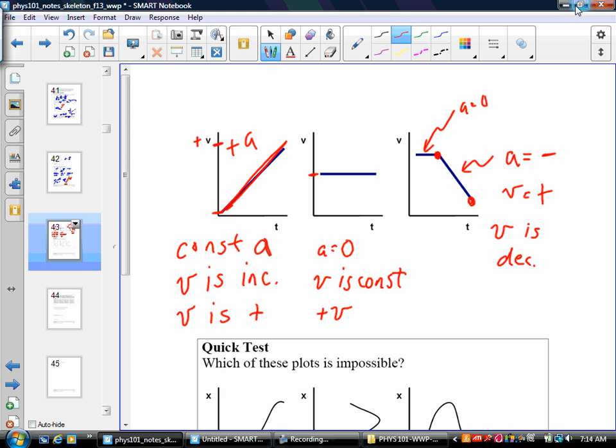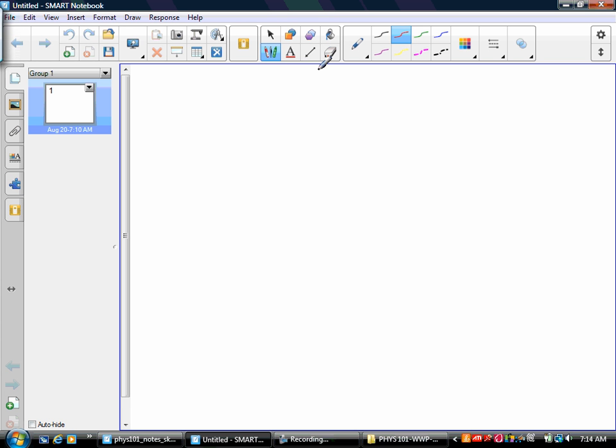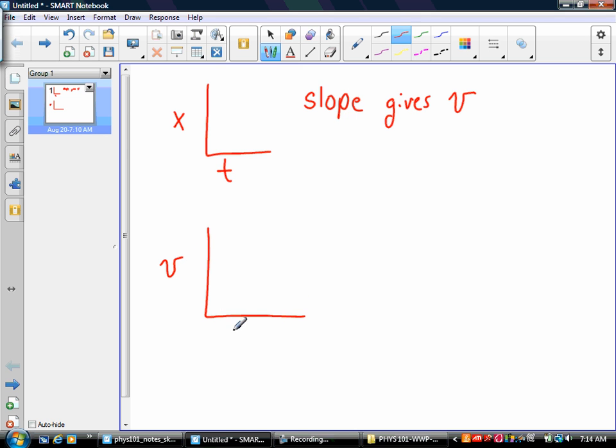Let's just take a little aside and spend a little bit more time on graphing motion. Now remember, we have two different kinds of plots. We have displacement versus time, x versus t. Displacement versus time, the slope gives the velocity. All right, and then we also have v versus t. And in this case, the slope gives the acceleration.